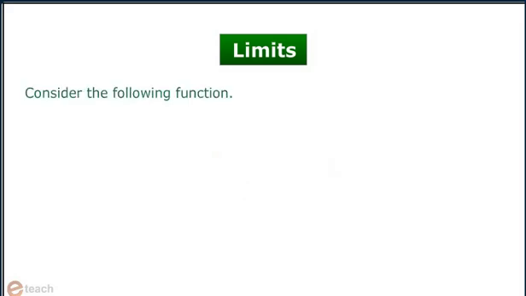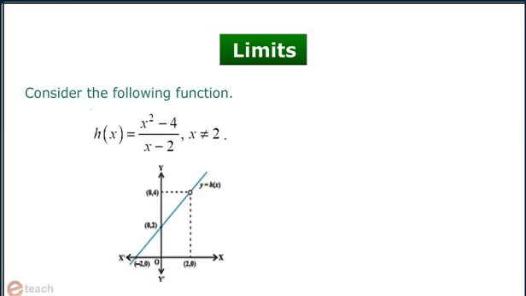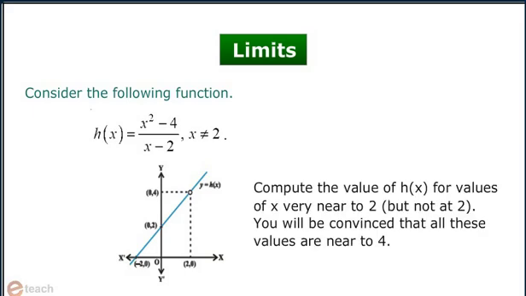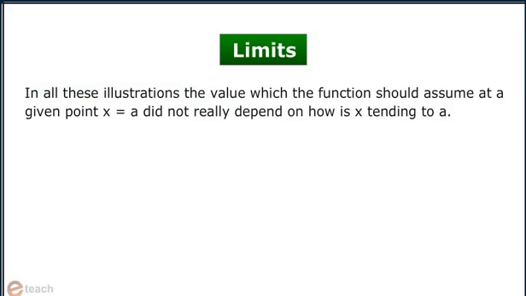Consider the following function. h(x) equals (x squared minus 4) divided by (x minus 2), where x is not equal to 2. Compute the value of h(x) for values of x very near to 2 but not at 2. You will be convinced that all these values are near to 4. In all these illustrations, the value which the function should assume at a given point x equals a did not really depend on how x is tending to a.